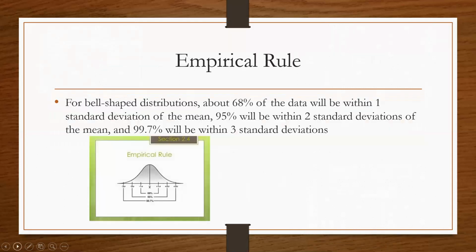So another thing that you definitely want to remember is the empirical rule. For any bell-shaped distribution, 68% of the data is going to be within one standard deviation, as you can see here. 95% is going to be within two standard deviations of the mean, and 99.7% is going to be within three standard deviations of the mean.